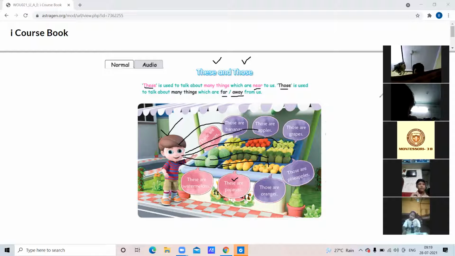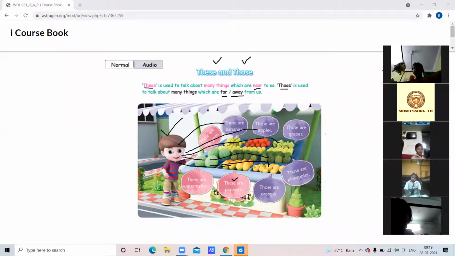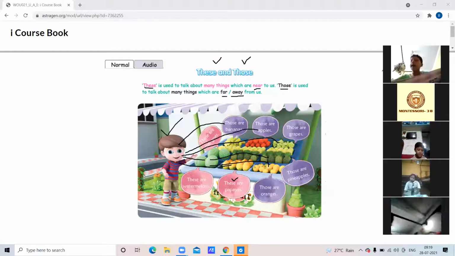Course book volume 1. I'm taking English today: these and those. Okay. The content is these and those. Yes, Sampriti, what happened? Why are you raising your hand again and again? Yes, ma'am.